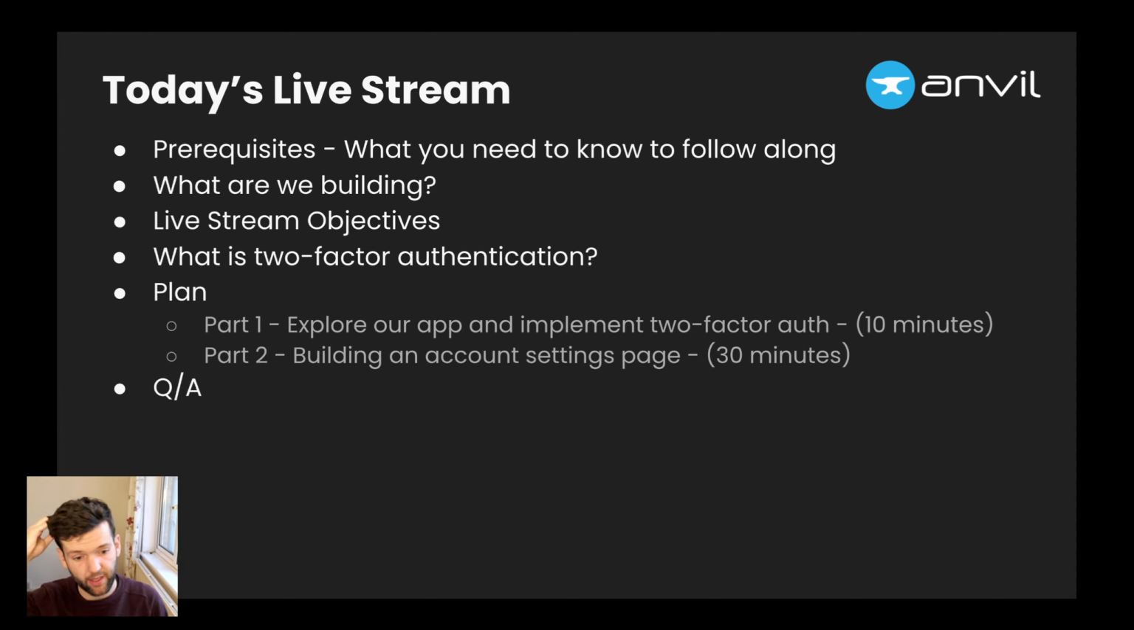That building is going to be in two parts. The first part is going to just be exploring our app and implementing two-factor authentication. One of the great things about Anvil is it's going to make that really nice and simple for us. So that's going to be nice and quick, 10 minutes in. That'll be finished. And then the next bit is going to take 20 to 30 minutes. We're going to build an account settings page, somewhere where the users of your app can go in and change their profile picture, username, and update their passwords and two-factor authentication.